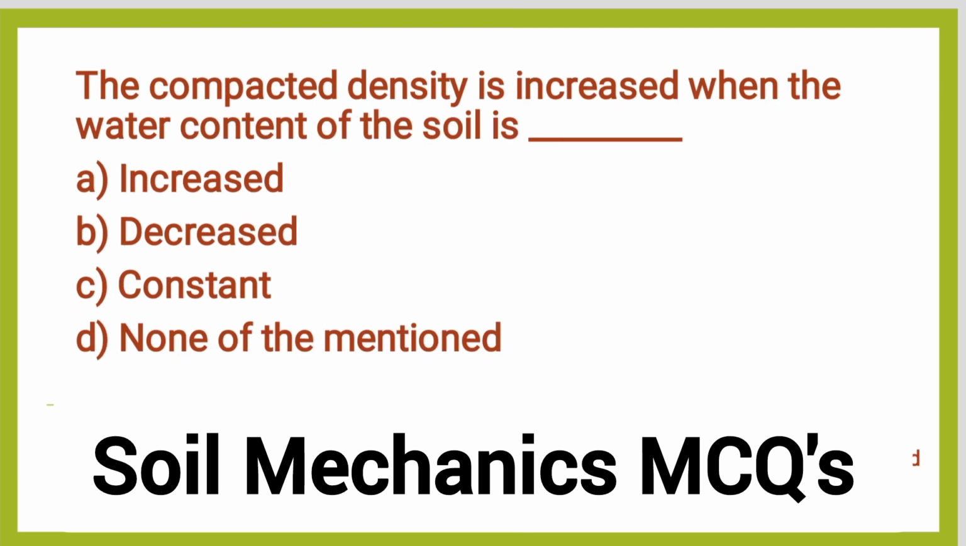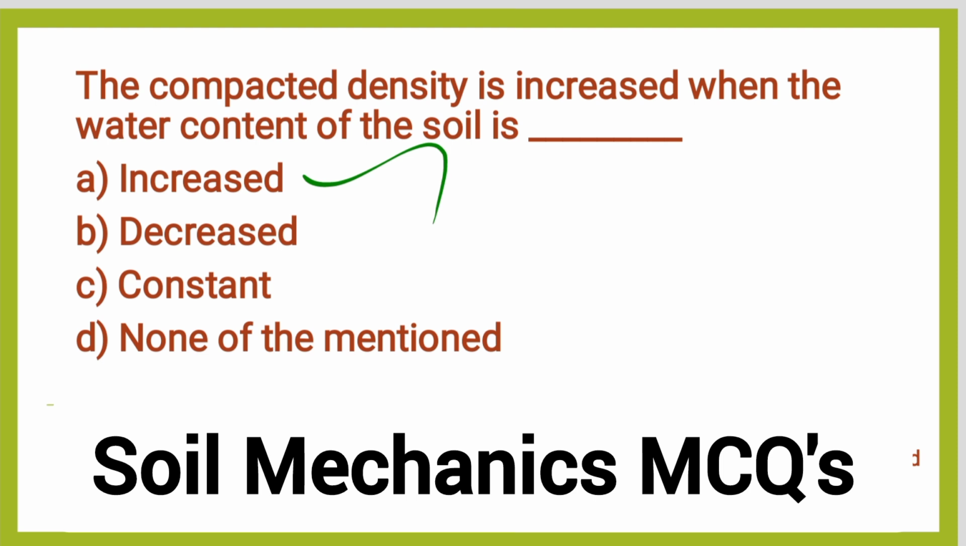Next question: the compacted density is increased when the water content of the soil is option A increased, option B decreased, option C constant, option D none of the mentioned. So it has been seen in laboratory experiments that as the water content is increased, the compaction density increases until the maximum dry density is achieved. Further addition of water decreases the density. So the correct answer is option A, increased.